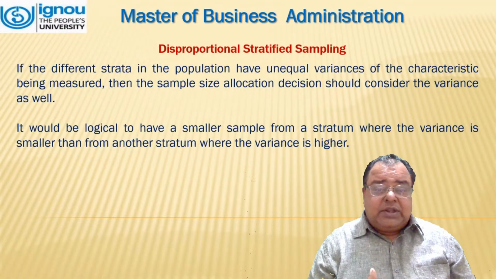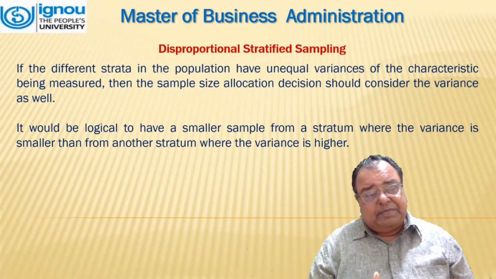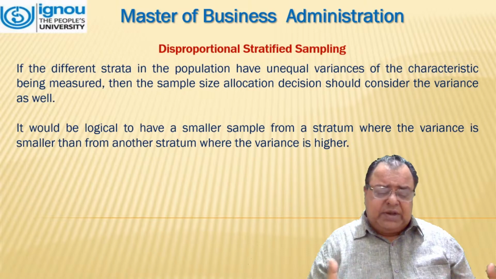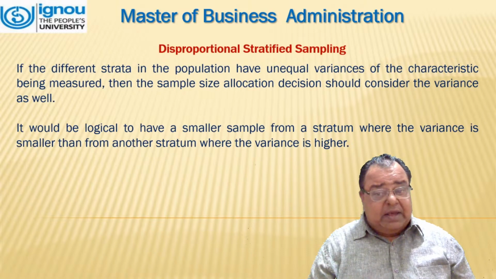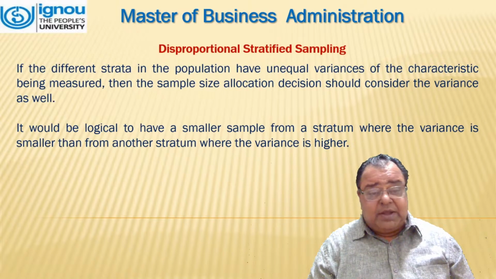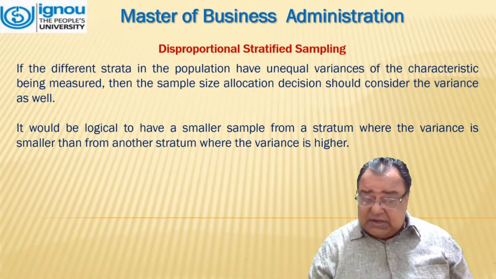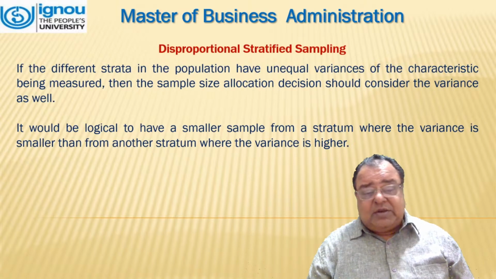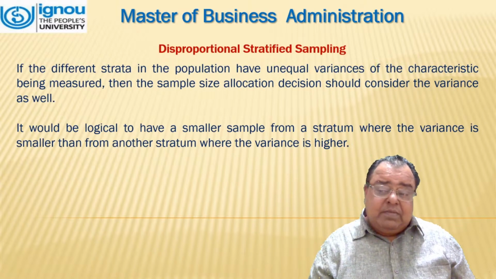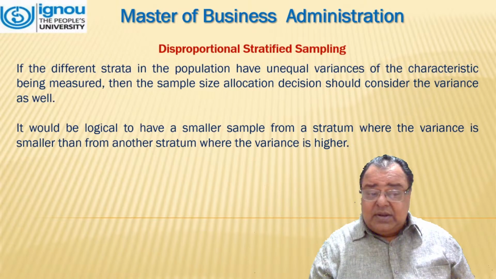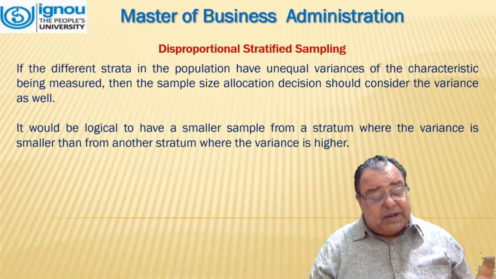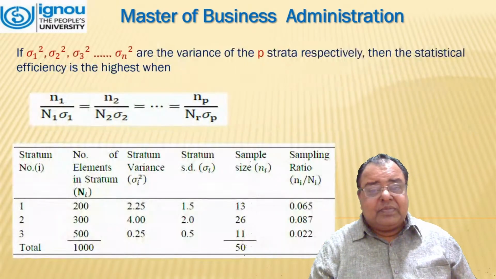Then comes disproportionate stratified sampling. If the different strata in the population have unequal variances of the characteristics being measured, then the sample size allocation decision should consider the variance as well. It would be logical to have a smaller sample from a stratum where the variance is smaller than from another stratum where the variance is higher.